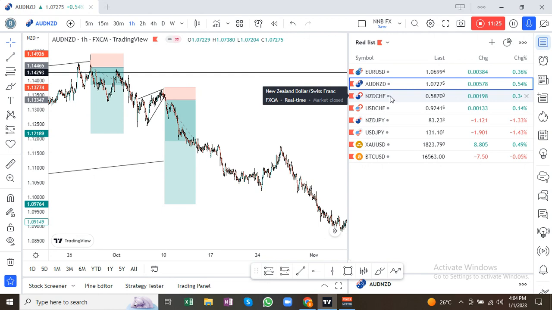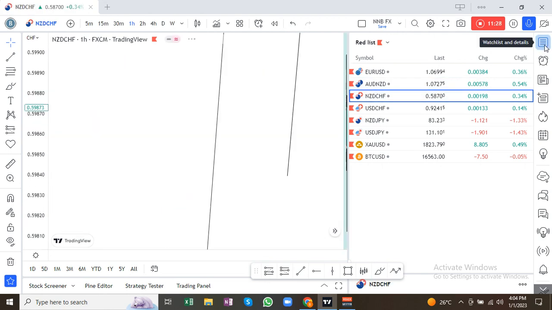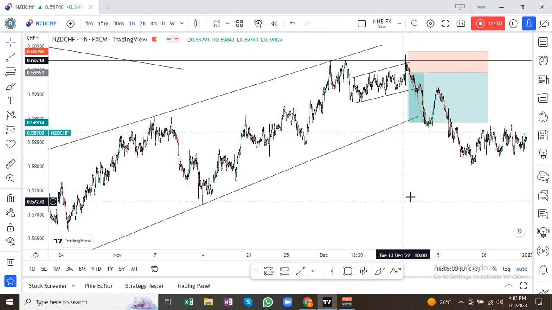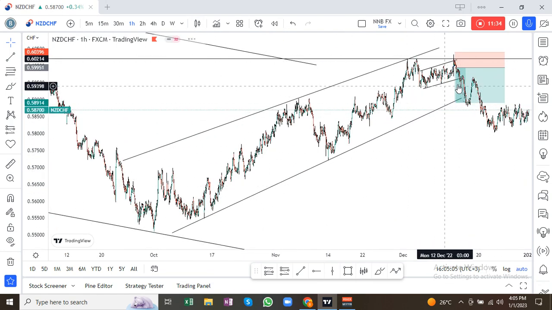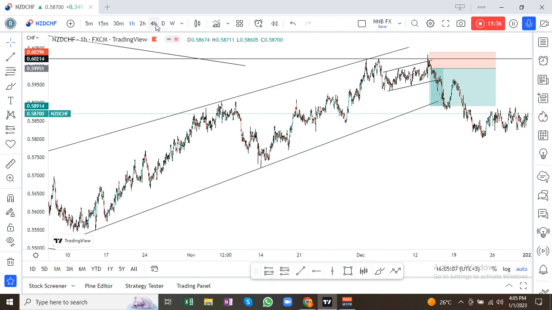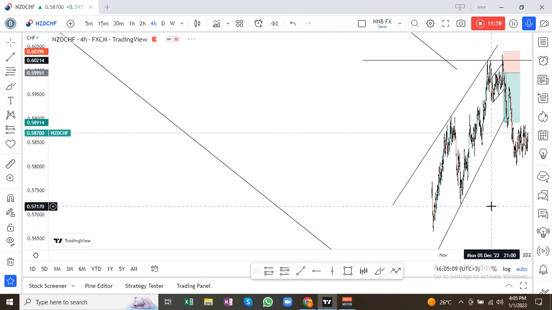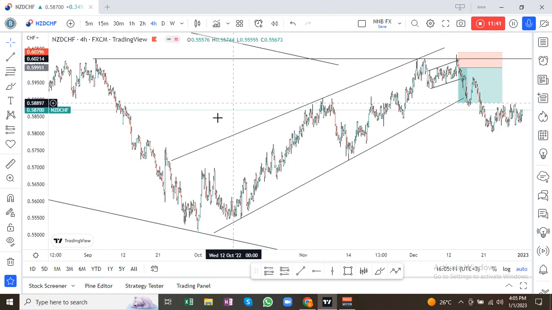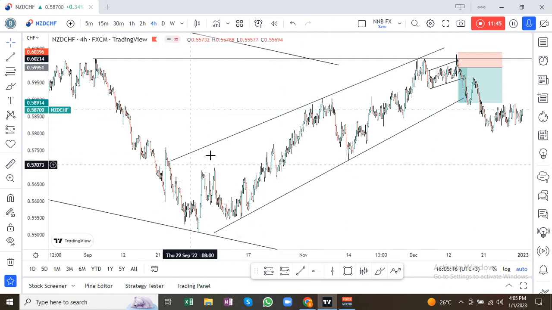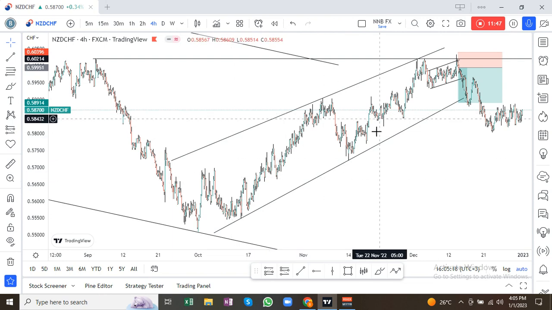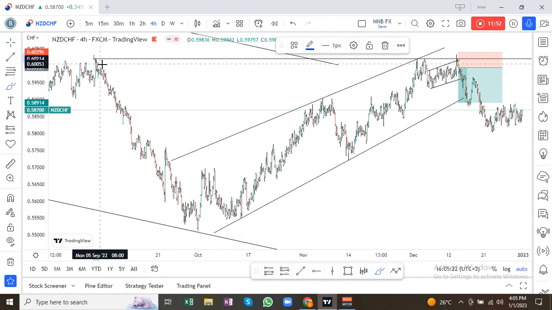We'll go to New Zealand Swiss franc. There was also another trade which I took here. I'm still on this trade, which I took with a risk entry. If you look at the 4 hour time frame, you can see the market was forming a structure which looks like a rising channel, and there was also a double top here. The market was coming to test this double top here.